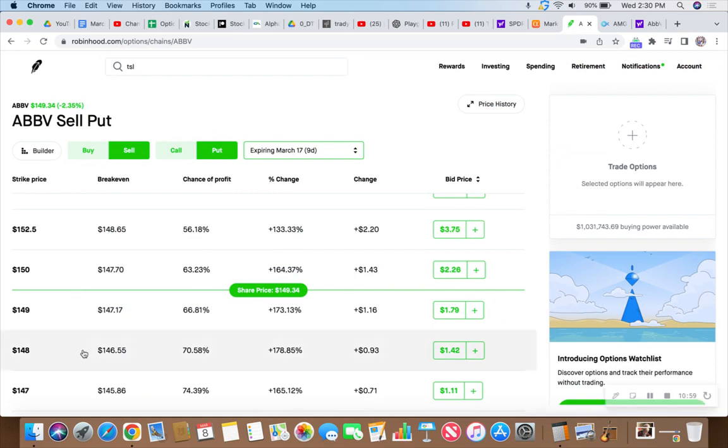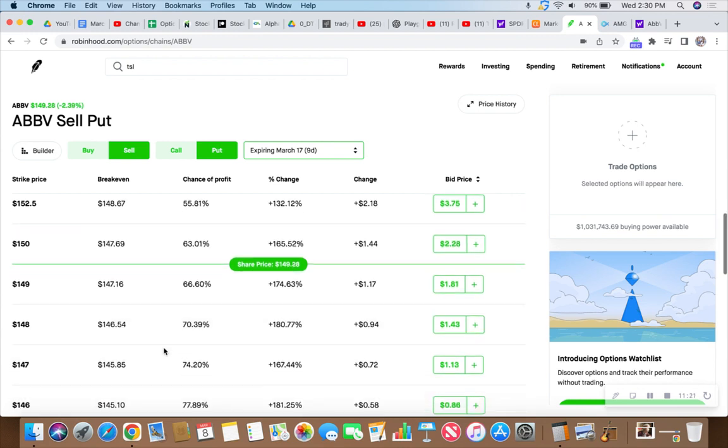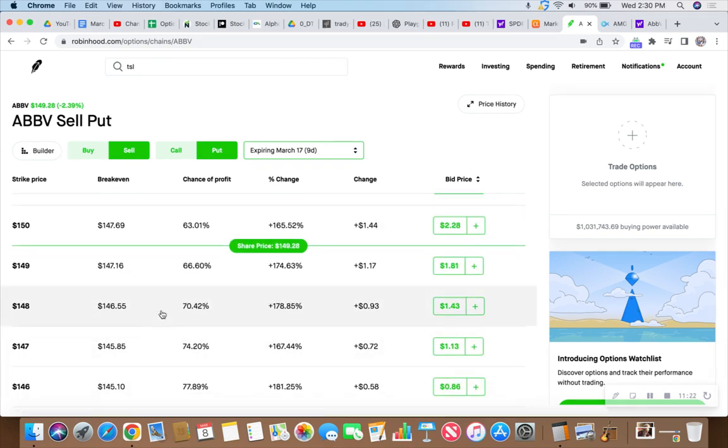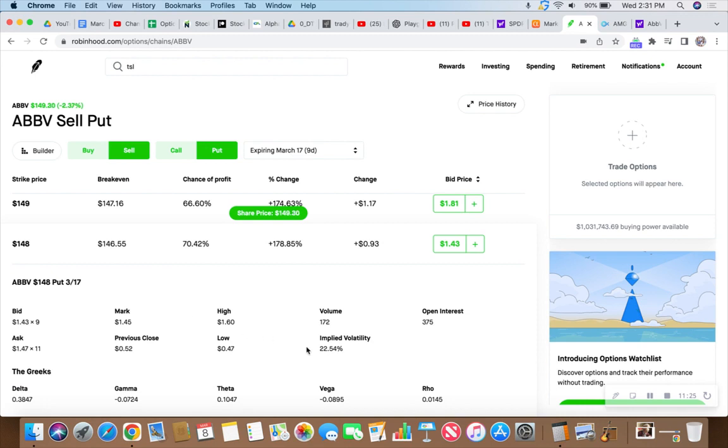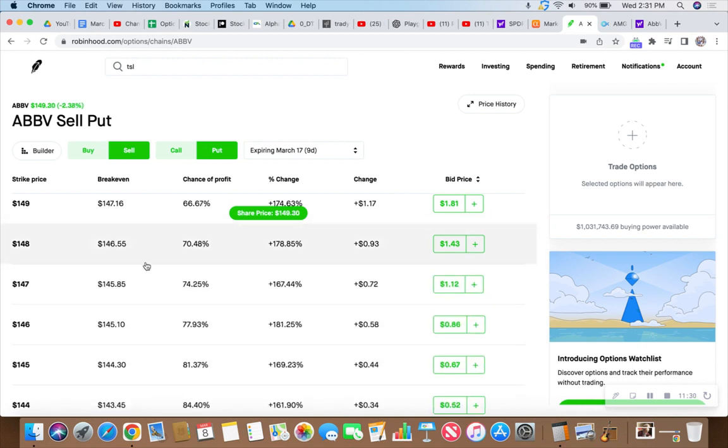And so the worst case scenario is you have to buy these for $148, which would cost me $14,800, right? But we'd collect $143. So that's nearly 1% on our investment to begin with. Volatility is going to be high, but that's high for ABV. It's not high for these other stocks that we look at.